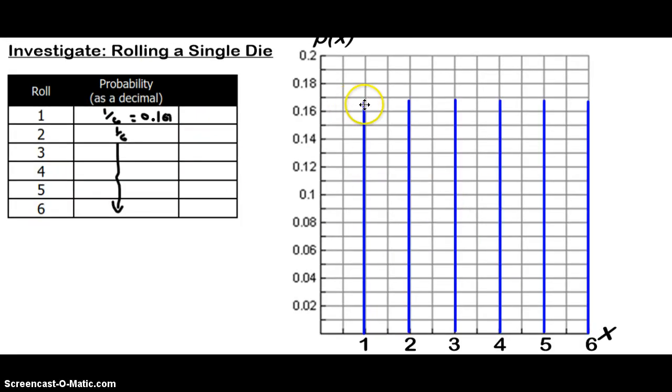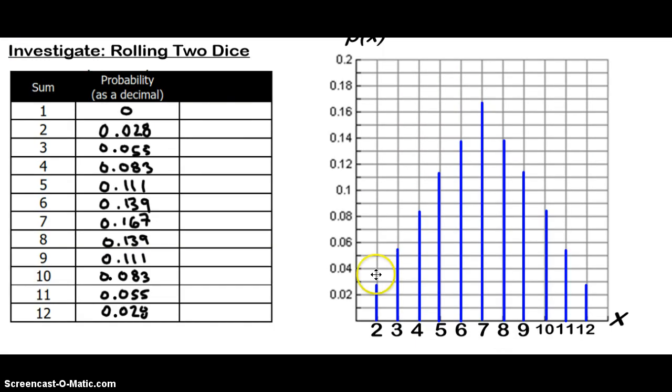Now notice that they look visually very different. For a single die, all of the heights of the probabilities are exactly the same, 0.167, and this has a special name that we'll find out a little later. And this one rises up to the middle and then goes down at the end, so this is symmetrical, looks the same on the left and right. And again, this one has a special name, and we'll also investigate and talk about that a little later. So there's our kind of graphs for this.